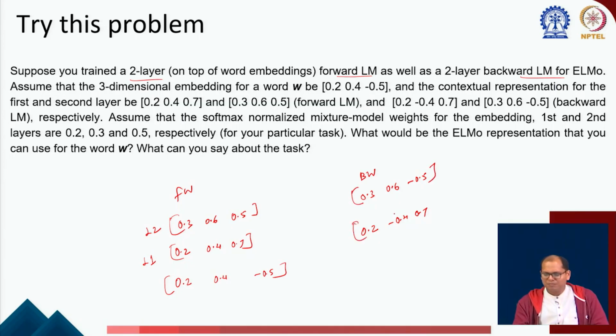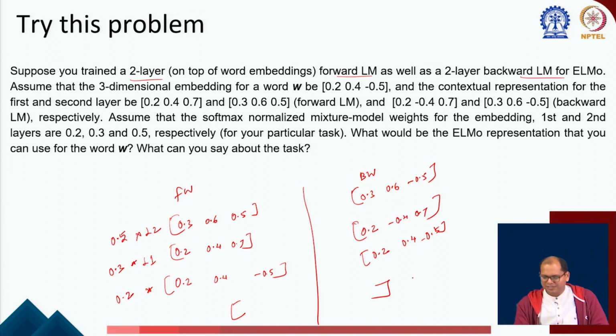And assume that because you have to get a single representation, you will have softmax-normalized mixture weights. These are given by 0.2, 0.3, 0.5. So how do you get a final representation? You do 0.2 times this, 0.3 times this, 0.5 times this, and you get a 3-dimension forward, 3-dimension backward, 6-dimension representation, right? So you can find out what that 6-dimension representation for ELMo will be by taking a mixture of these embeddings with the mixture weights. Now, what can you say about the task, right?